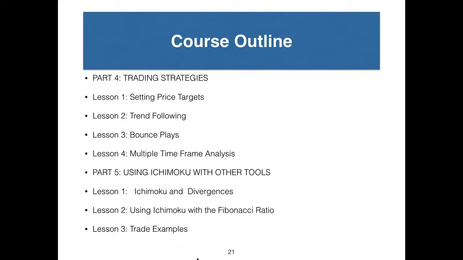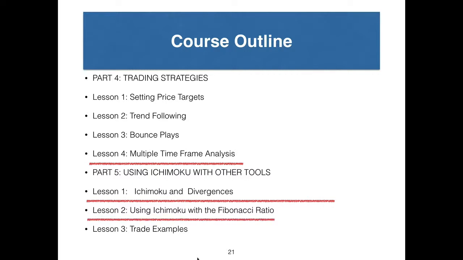So last week we covered parts 1 to 3: Ichimoku Kinko Hyo, the elements of the Ichimoku system, and the Ichimoku signals. We also covered the first 3 lessons in part 4: setting price targets, trend following, and bounce play. Today we will discuss multiple time frame analysis, Ichimoku and divergences using technical indicators, using Ichimoku with the Fibonacci ratio, and some trade examples.